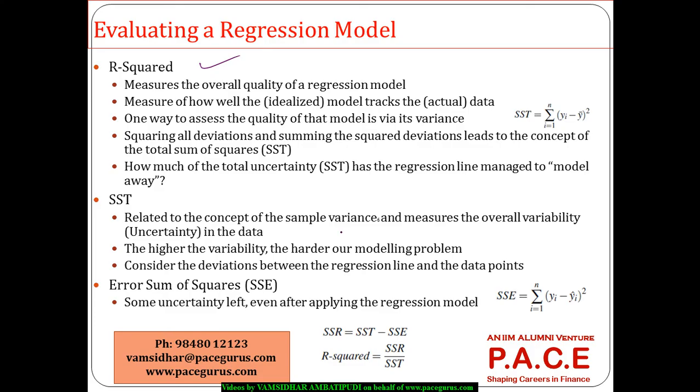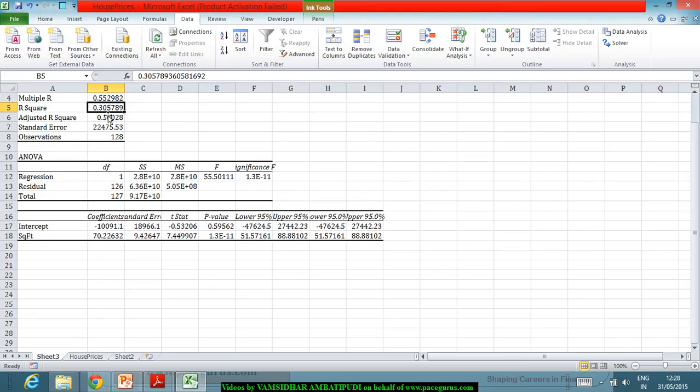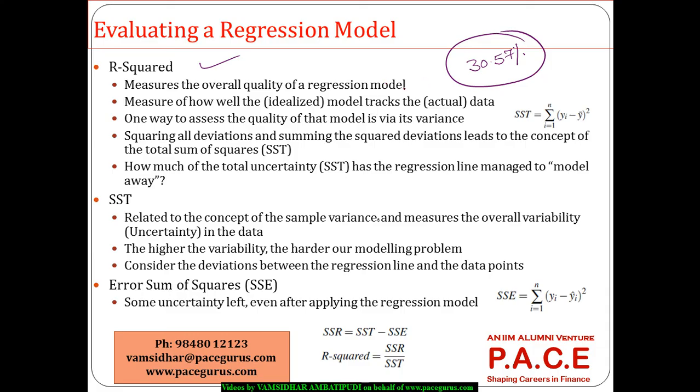Right? In this case, the R squared is coming out as 30.57%. Here it is coming out as 30.57%. How do I interpret it? It measures the overall quality of the regression model. Right? The quality is 30.57%. That's the way to talk about it. The model effectiveness is 30.57%.